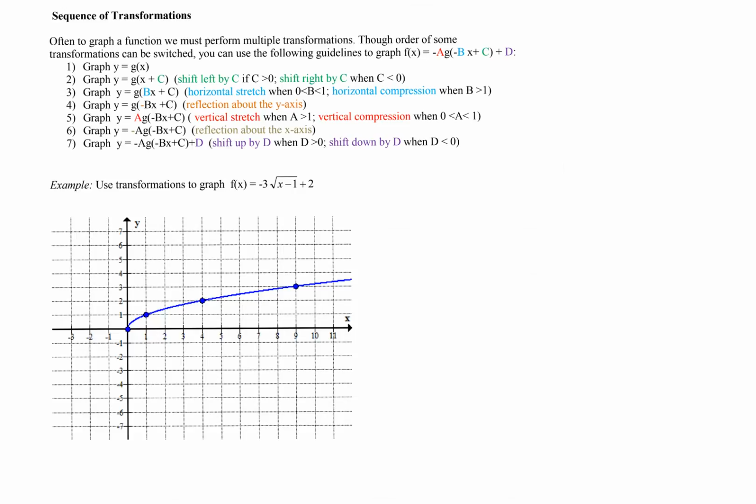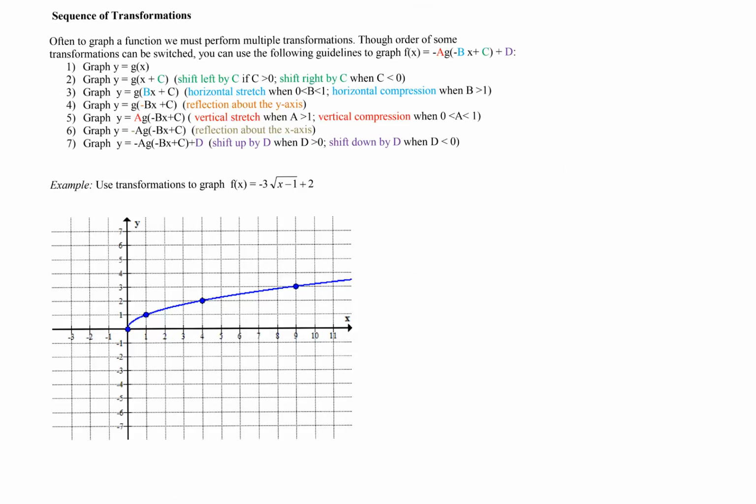You start with the basic function. Then you look whether you have the shift left or shift right. The next would be horizontal stretch and compression, and therefore you are looking for some coefficient of x. Then we'll do reflection about the y-axis, and that is represented by the negative sign next to the x. Next transformation will be vertical stretch or compression, and then reflection about the x-axis, and finally shift up and down.